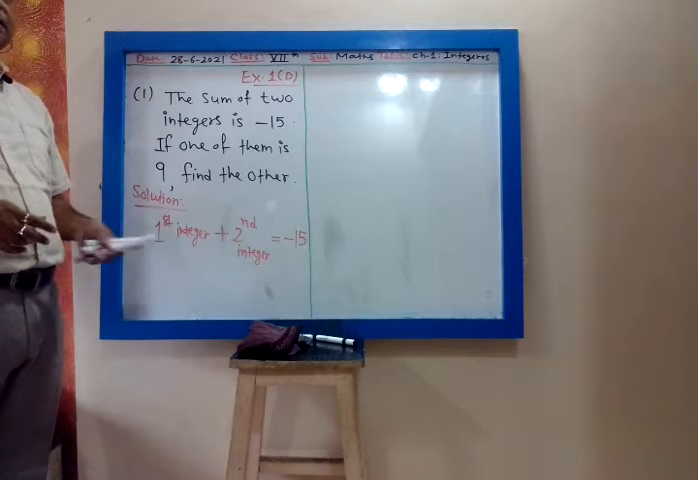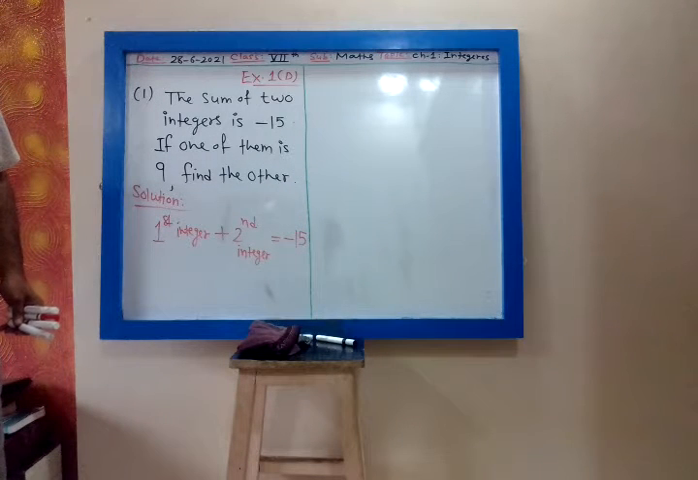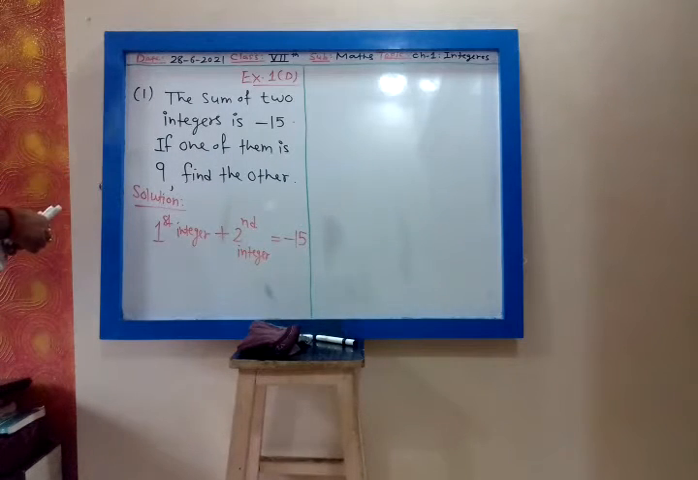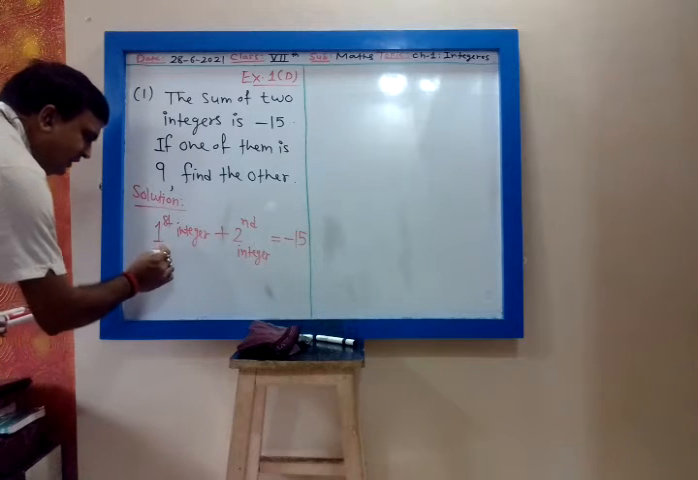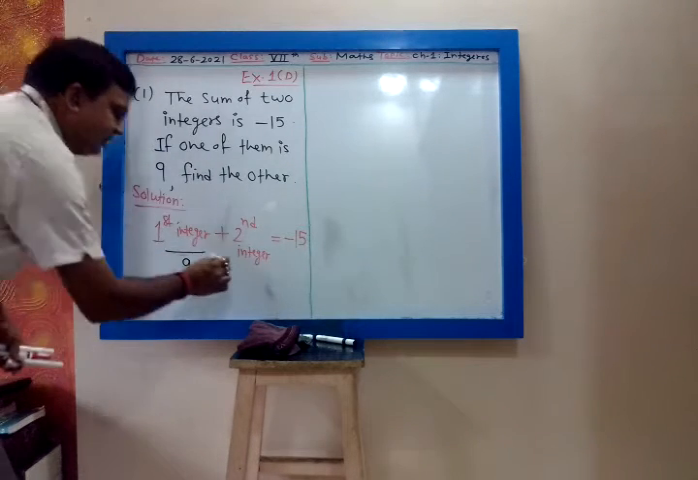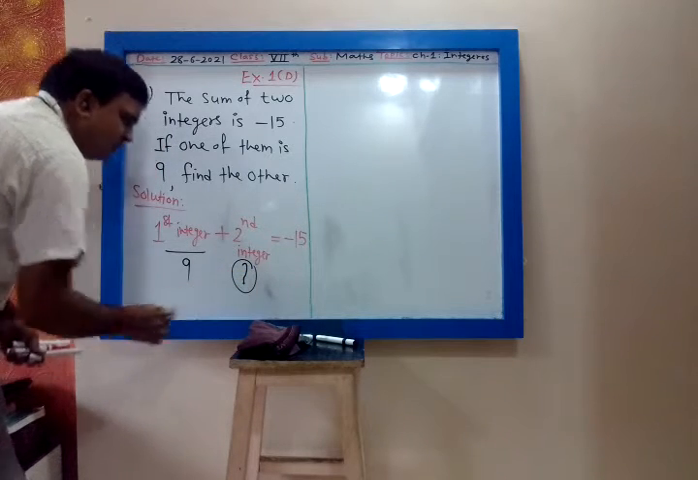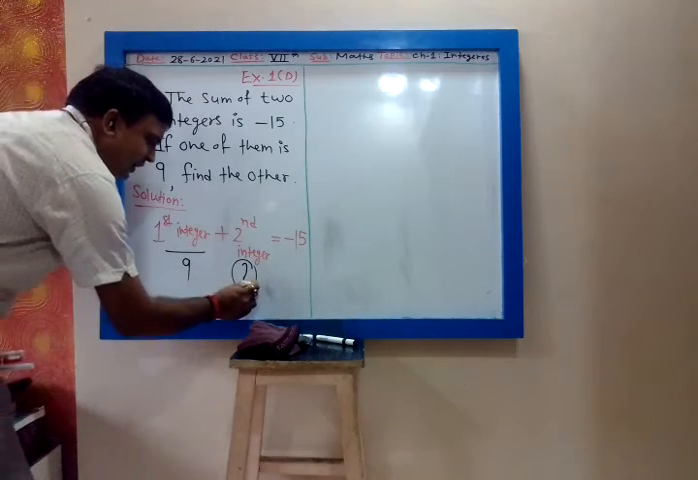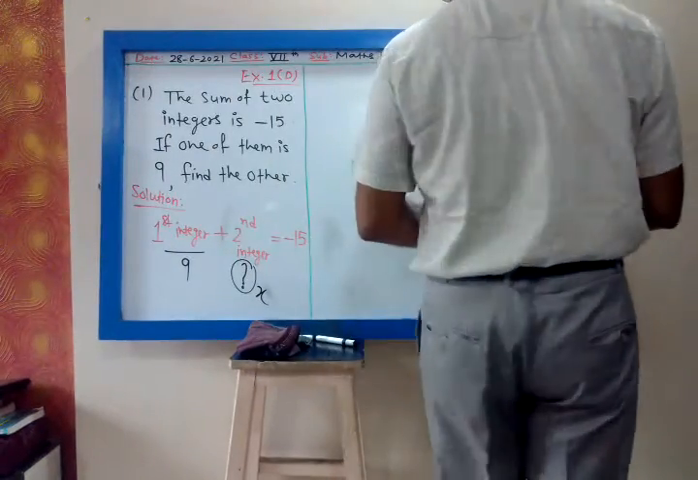Write down everything I am writing. The sum of two integers is minus 15. One of them is 9, so the first integer is given as 9. Find the other integer means we have to find the second integer. Put a question mark. And this second integer we take as x.